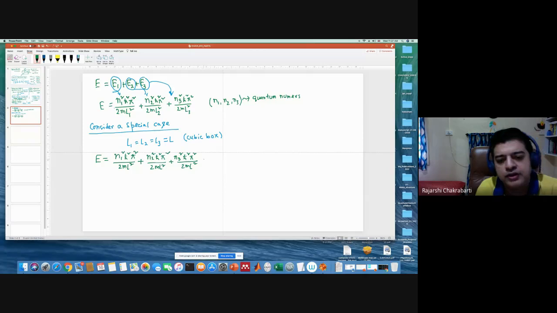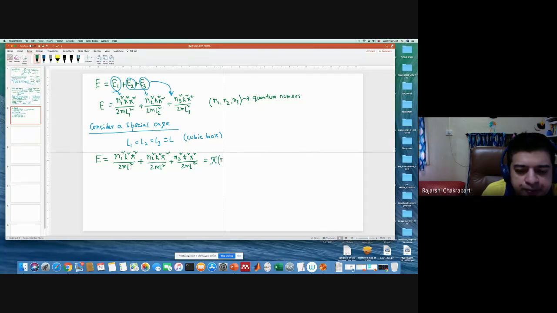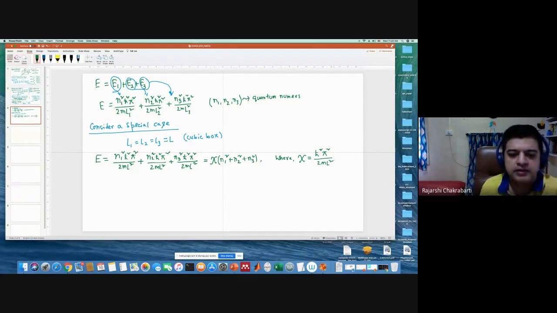Because it's a cubic box, I can take the whole thing common. I can call it chi, something like chi into (n1 square plus n2 square plus n3 square). Where chi is not a function, it's a number. Chi is this constant, h cross square pi square by 2m L square. So what is the lowest possible energy in this case?